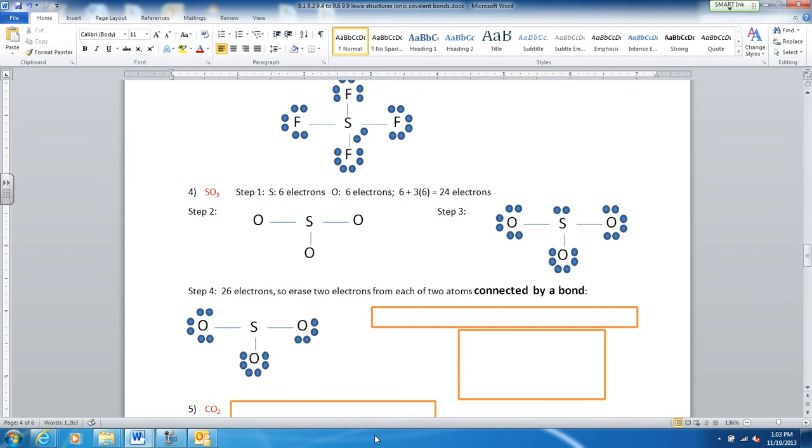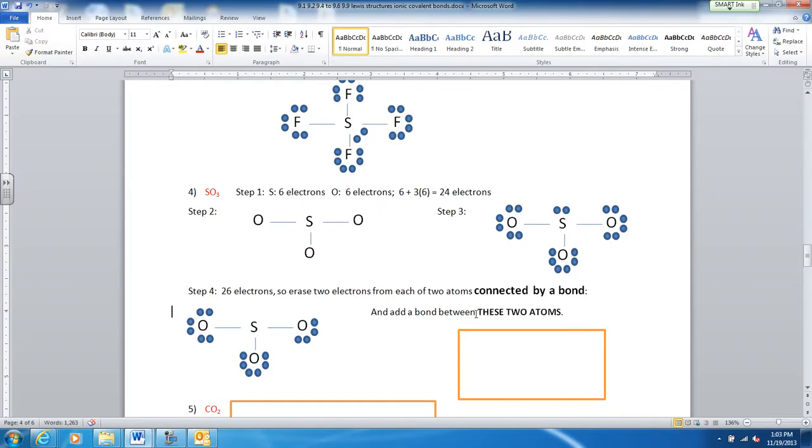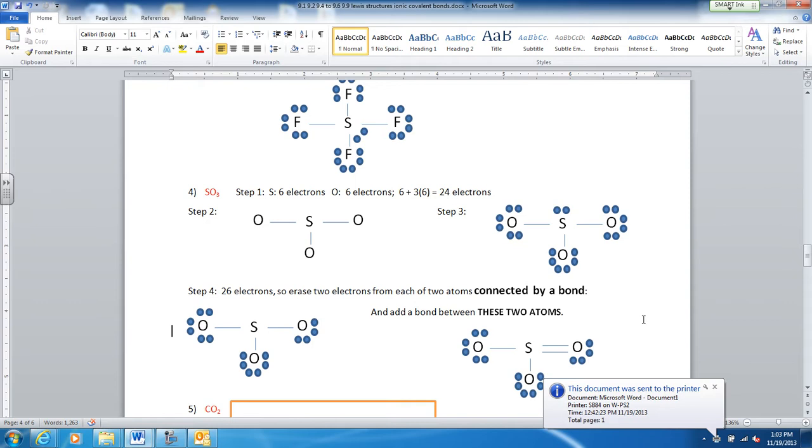Double bond! So here we go. We've erased 2 electrons from the S and 2 from the O. I couldn't erase them from 2 of the O's because the O's are not connected by a bond. The sulfur is connected to all the O's. So you could have taken off 2 from the S and 2 from any of the O's. Doesn't matter which one. I just chose the one on the right. And now we have to put a bond between these 2 atoms from which we just took away the electrons. So here's our final answer.